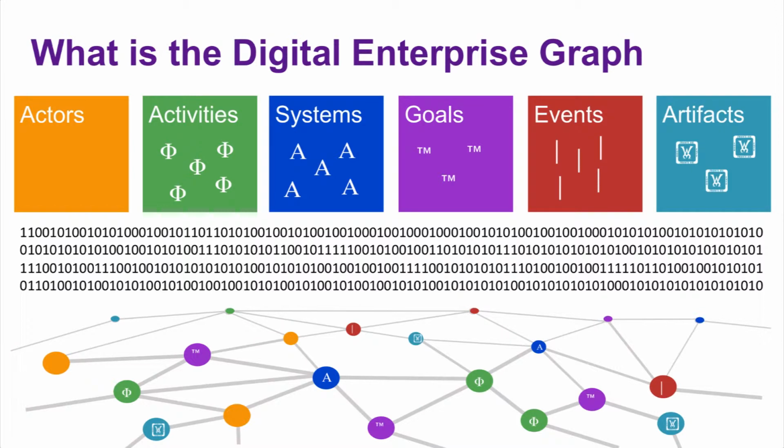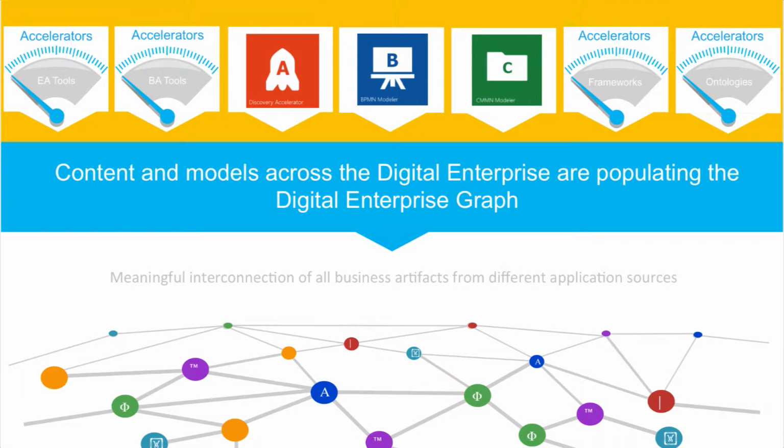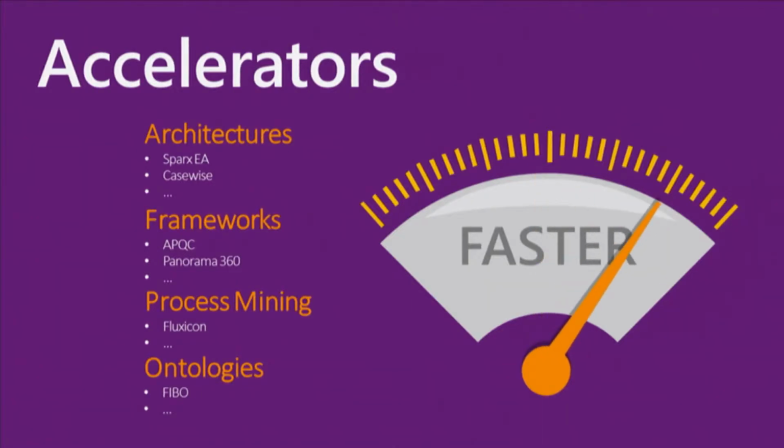Our digital enterprise graph is populated by the who, what, when, where, how, and why of the organization. We're trying to take a full global picture rather than a punctual view of things. This graph provides us with a global unified business context, enabling agility, innovation, and transformation, all powered by the semantical layer that is underneath. Contributing to this graph, we have not only Trisotech tools, but also third-party tools that contribute into this graph. We call these accelerators.